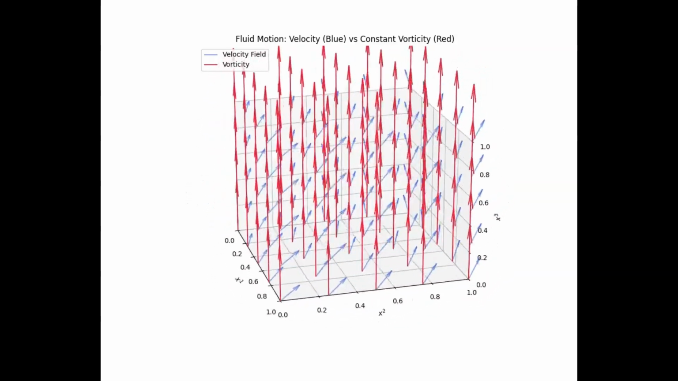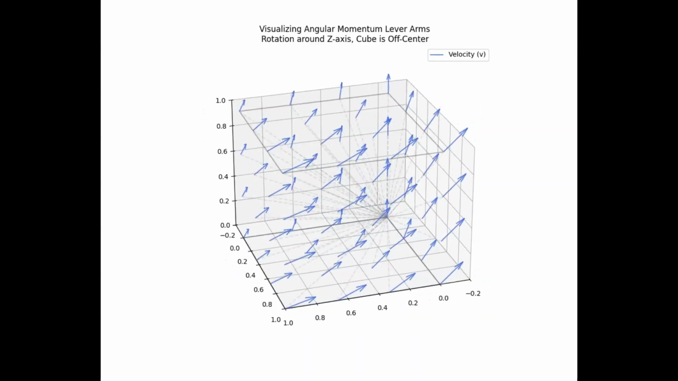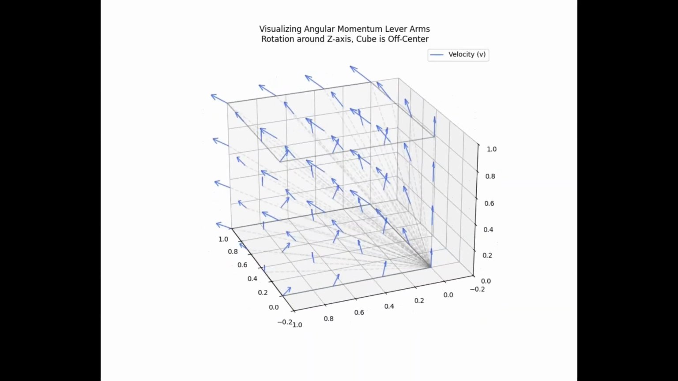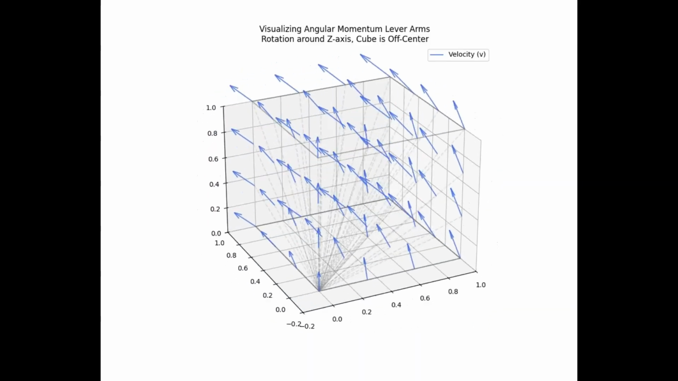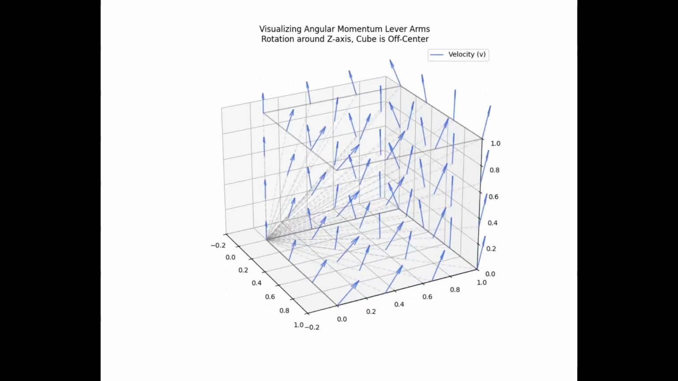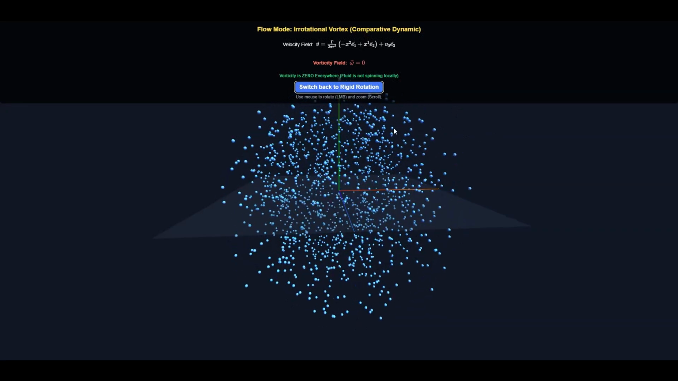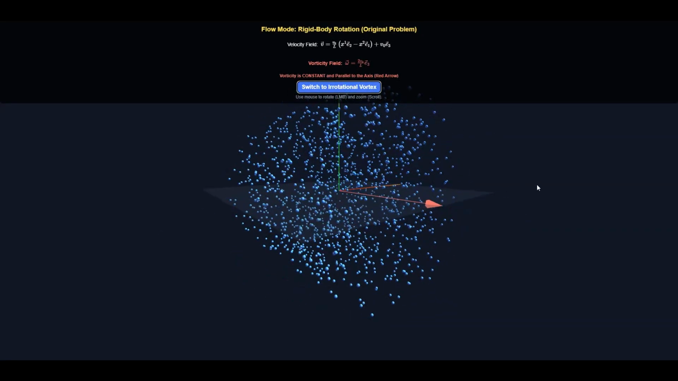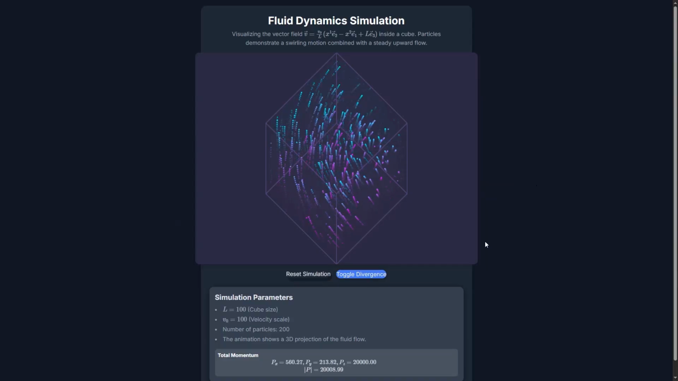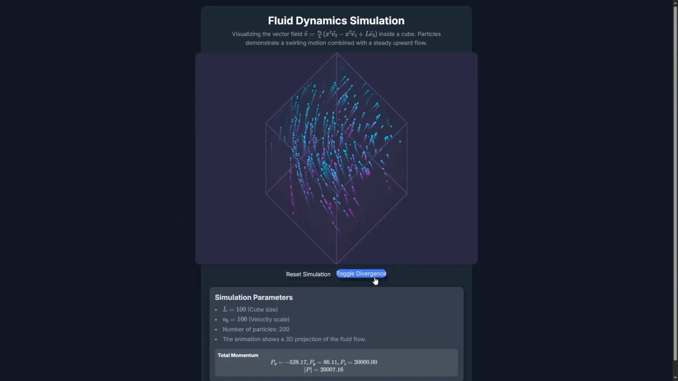The stability of the flow. The first remarkable feature of this fluid is that it is divergence-free. This means that the fluid is incompressible. As it moves, it neither bunches up nor thins out. For every bit of fluid that enters a specific region, an equal amount must leave, ensuring the total volume remains constant throughout the motion.